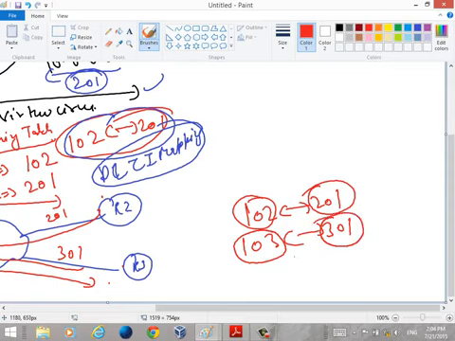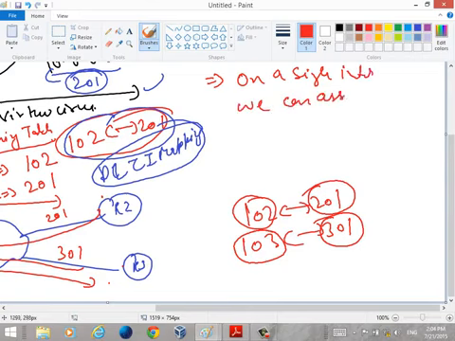Sir, on one link, why are there different DLCI values? On the same thing I am coming now. On a single interface, we can assign multiple DLCIs, but vice versa is not possible. What do you mean by vice versa? You cannot assign the same DLCI to multiple interfaces. Why? It will confuse the frame relay switch. How will the frame relay switch switch the traffic then? Fine. What I am trying to say?